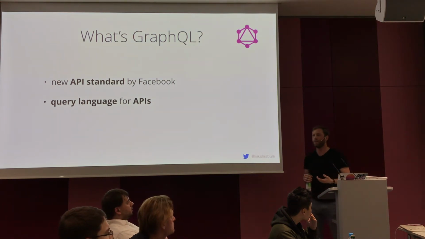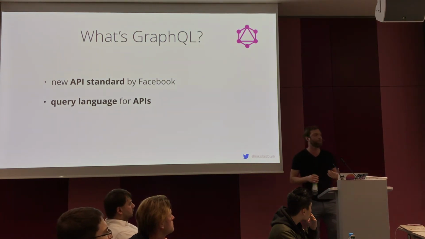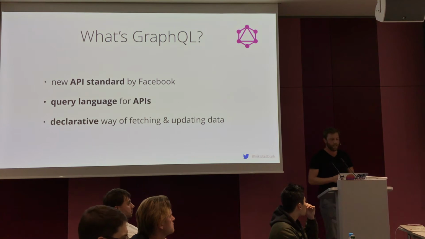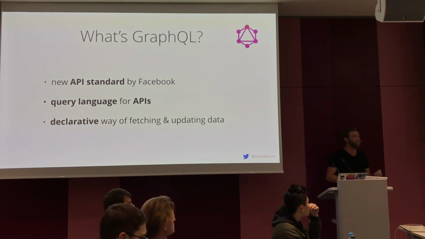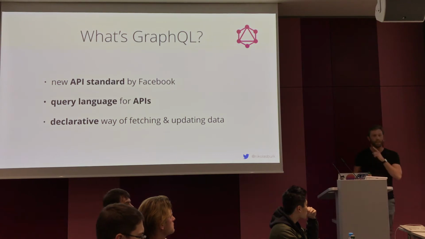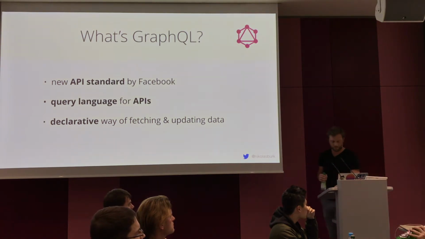This is not actually true, and this is one of the most common misconceptions about GraphQL. It's not a database technology, it's an API technology, really. And it effectively enables a declarative way of fetching and updating data against an API. And we'll see an example right now of how that works.